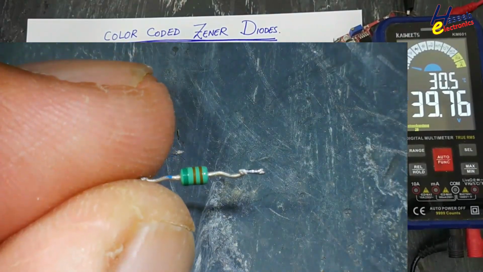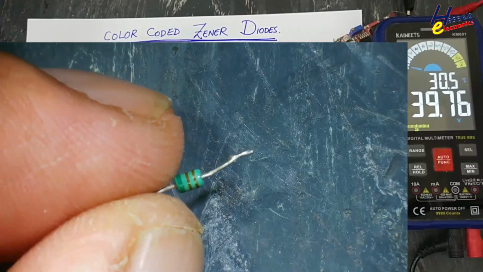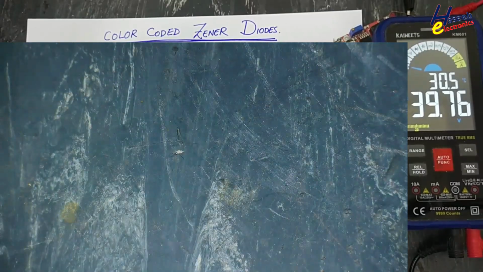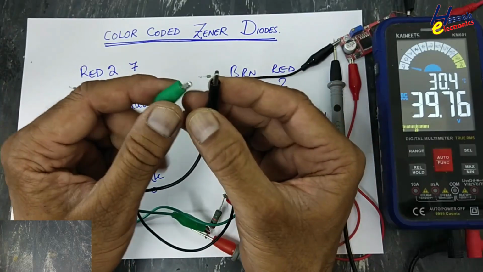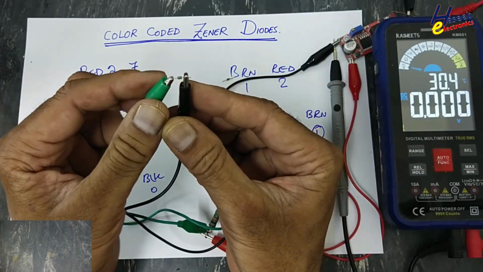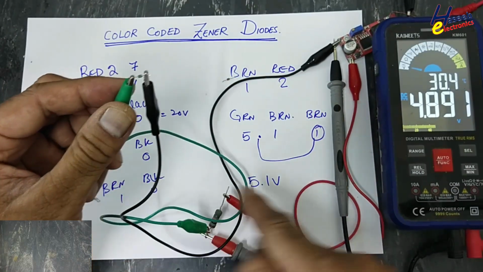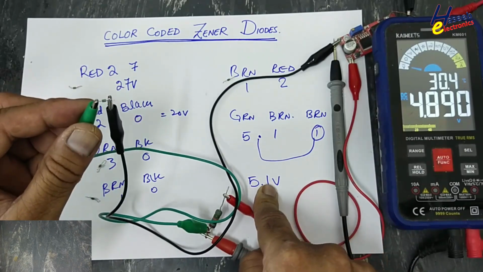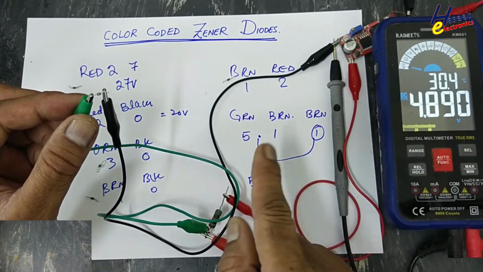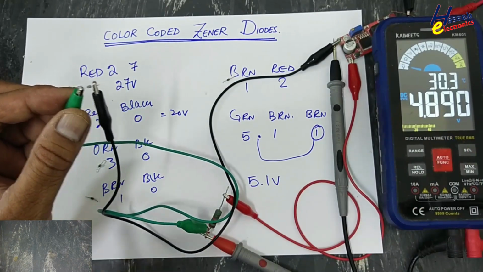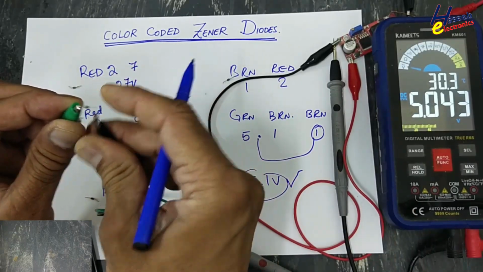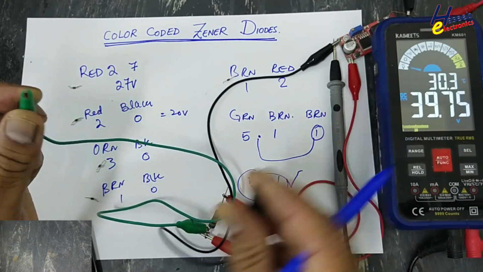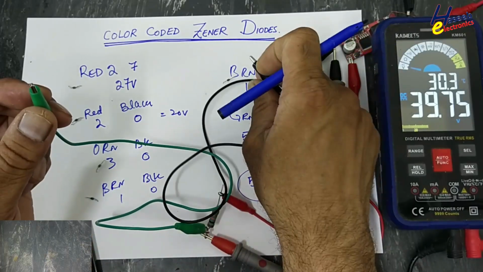I will connect the positive lead to the cathode side and the black lead to the anode side. We said 5.1 volt, it is showing 4.9. That means its Zener voltage is 5.1 volt. It is good. Then 12 volt.